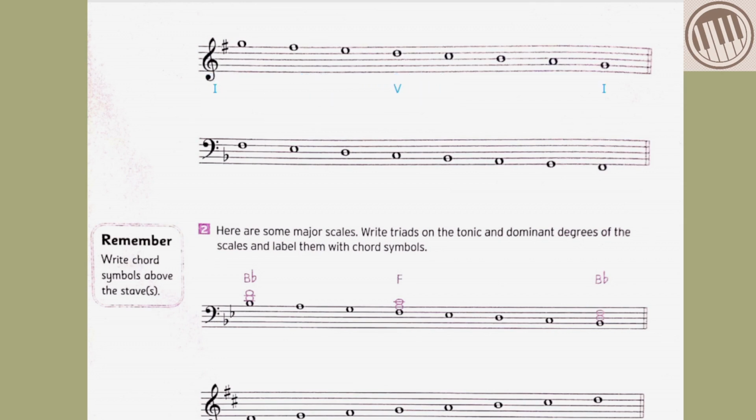So I have all major chords here. My 1 chord is a G major chord. Going to build a G, B and a D triad. And my 5 chord starts on D, so it's going to be a D, F and A.